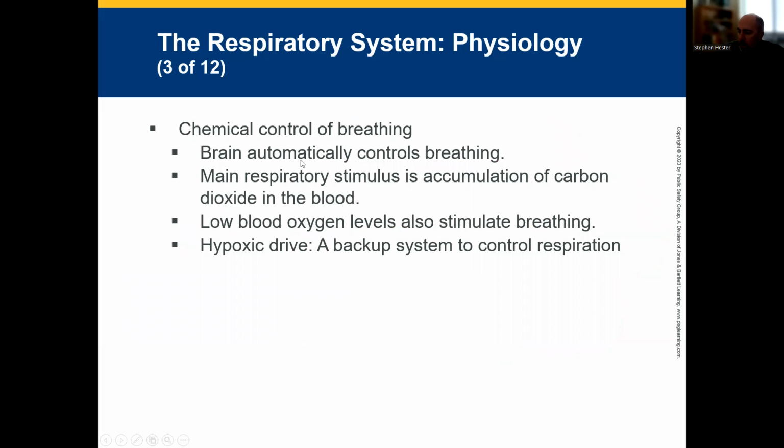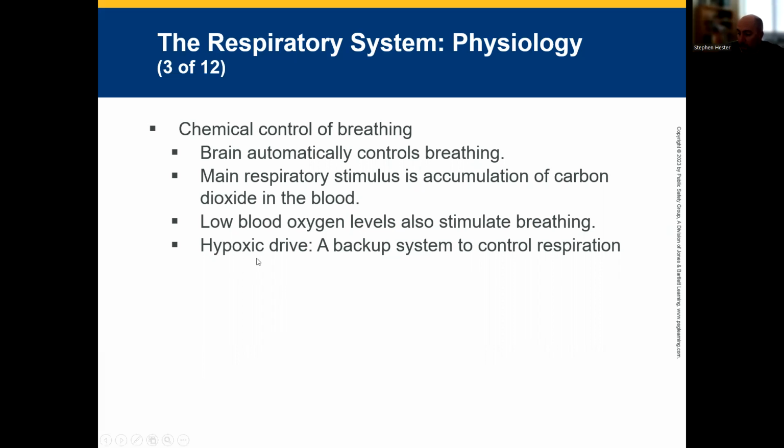All right, chemical control: the brain automatically controls breathing. Thank the Lord. Remember, the main respiratory stimulus is the accumulation of carbon dioxide in the blood. So we breathe in oxygen, we breathe out CO2. The body initiates that by the level of carbon dioxide in the blood. And please remember that the reason we breathe out carbon dioxide is photosynthesis with the plants, because they breathe in carbon dioxide to produce oxygen for us.